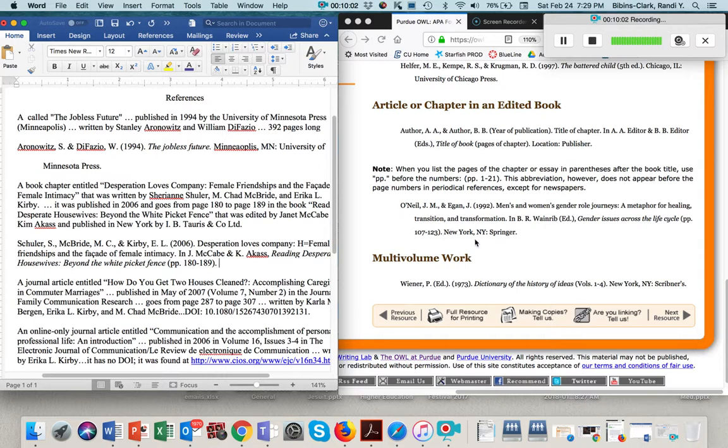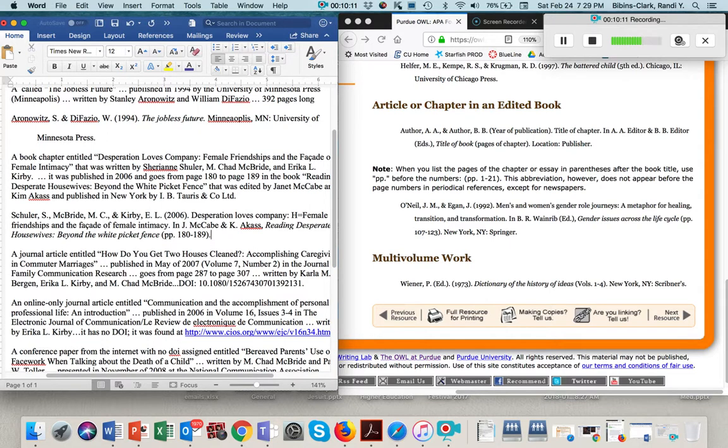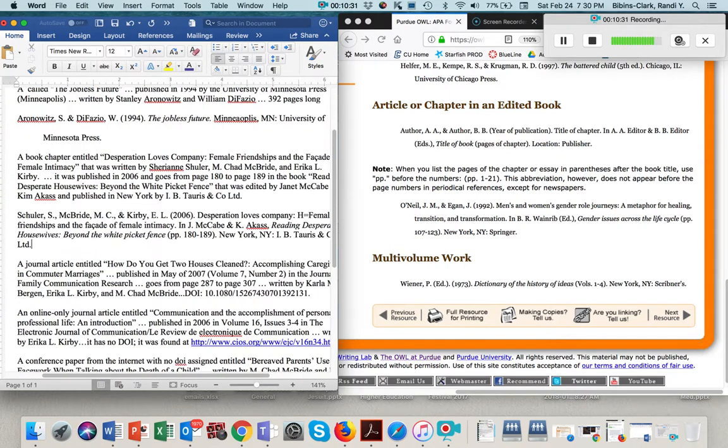And then the location and the publisher. So my location is New York. This only tells me the city, but I know that I need the state as well, with a colon and the name of the publisher, I.B. Tauris and Co. Ltd. Period. There's a period at the end of that entry.